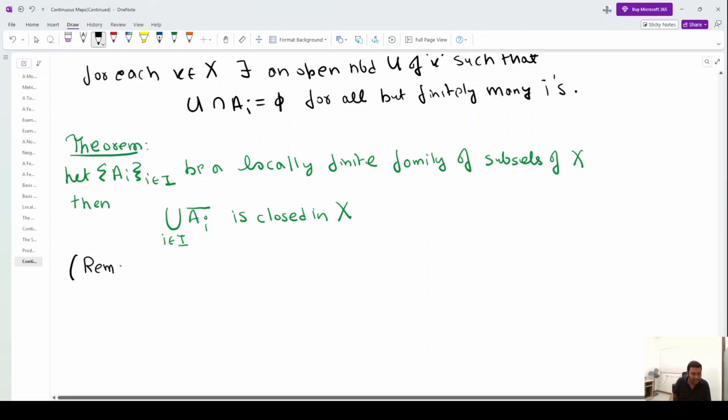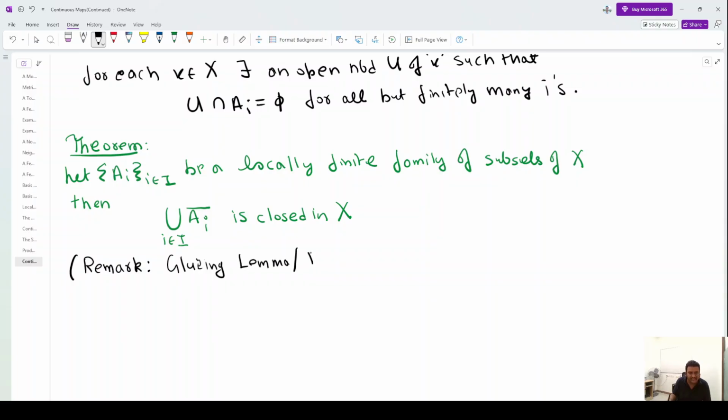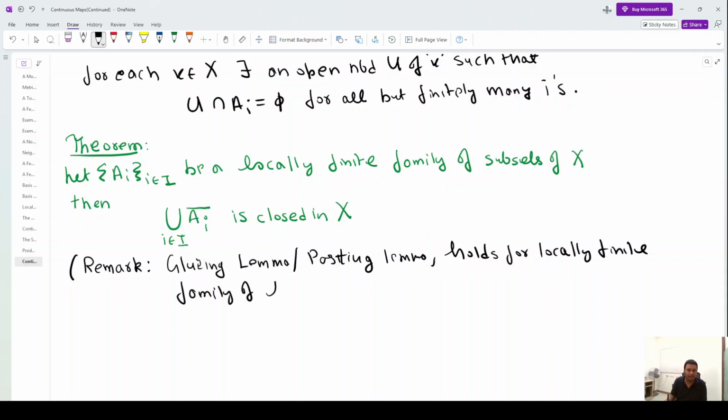Remark, then we will prove it. This theorem, remark, gluing lemma or pasting lemma holds for, this is also an exercise. I have just verbally said it, so you have to verify it. Holds for a locally finite family of closed sets.